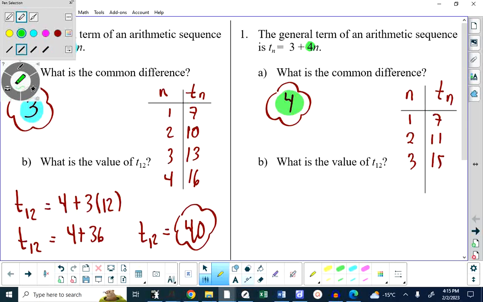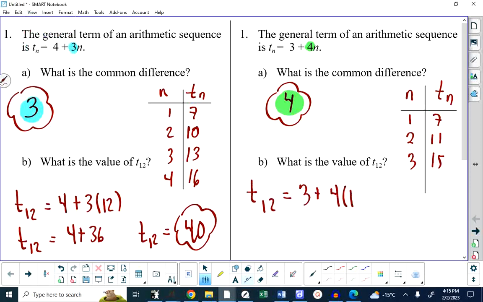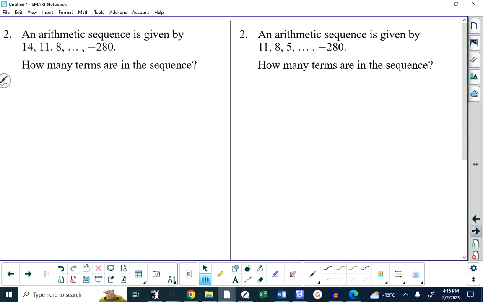What is the value of T12? Well, again, you're going to put 12 in for n. And when you work that out, you get T12 equals 48 plus 3 is 51. So that's question 1. Question 2, I'm going to go through a detailed explanation for the version that's on the right-hand side of the screen this time.